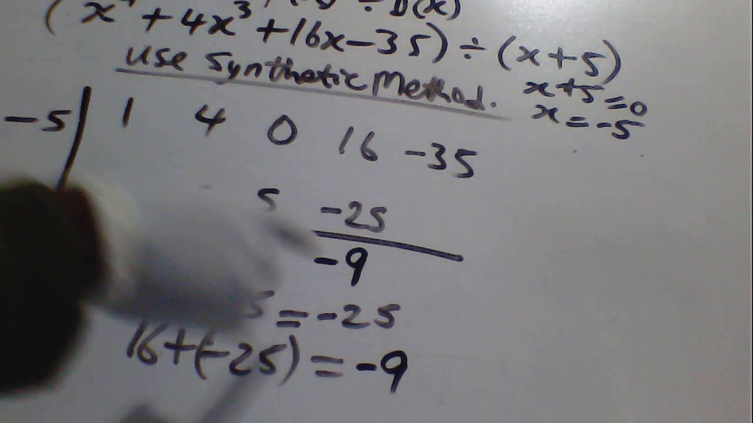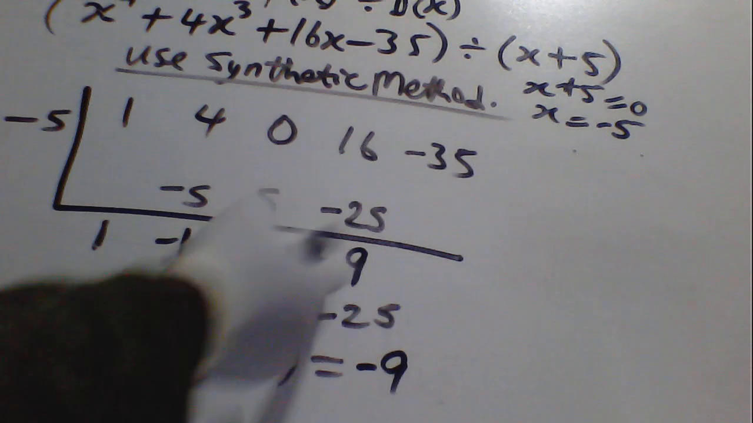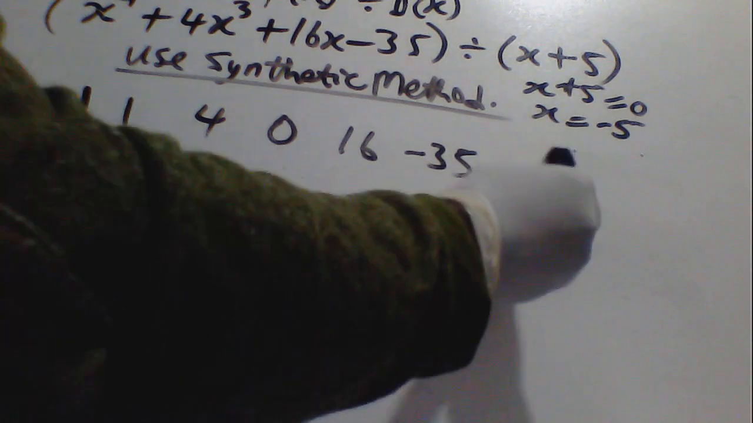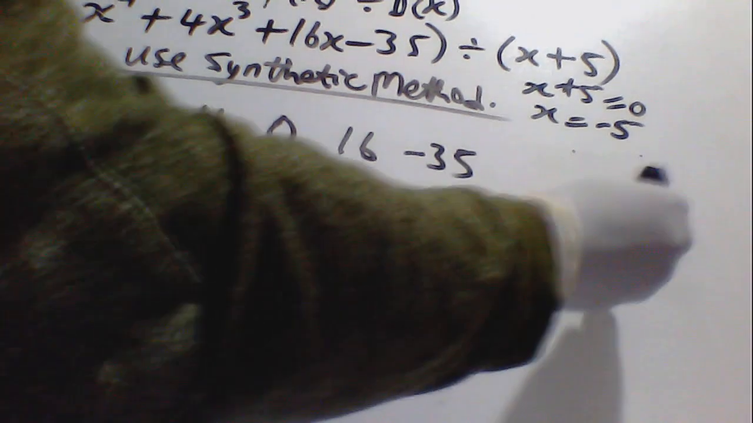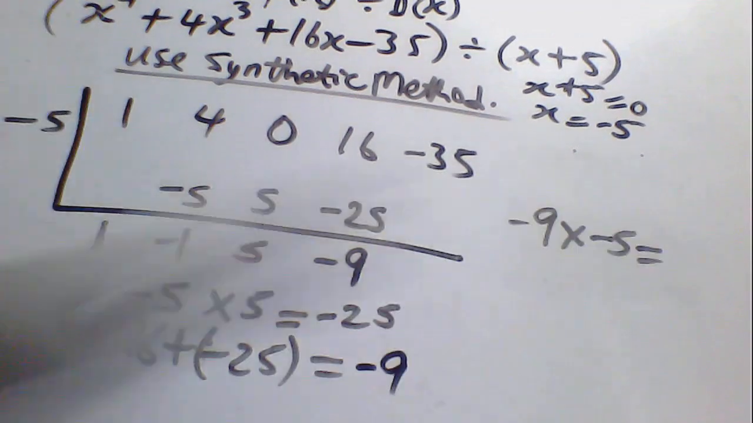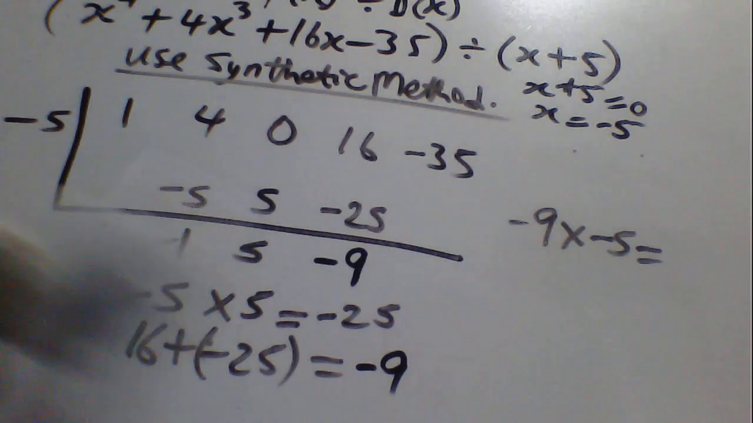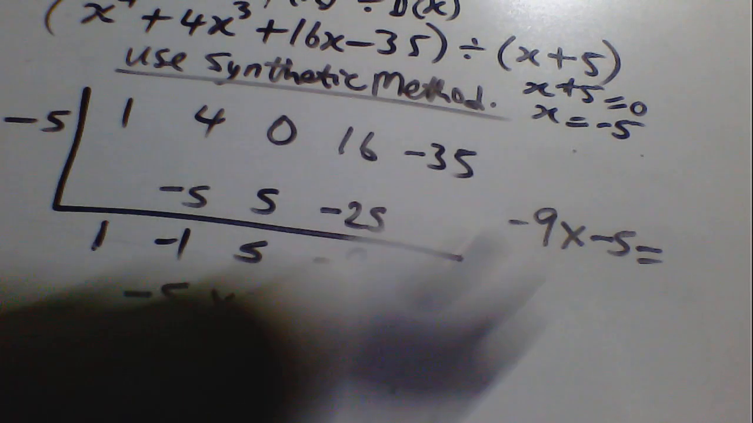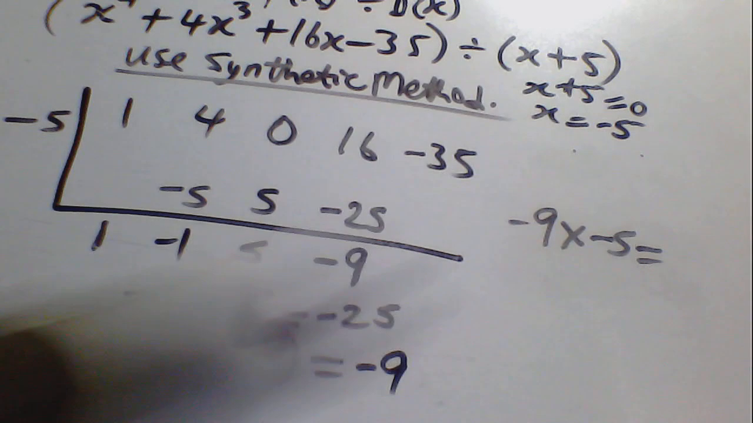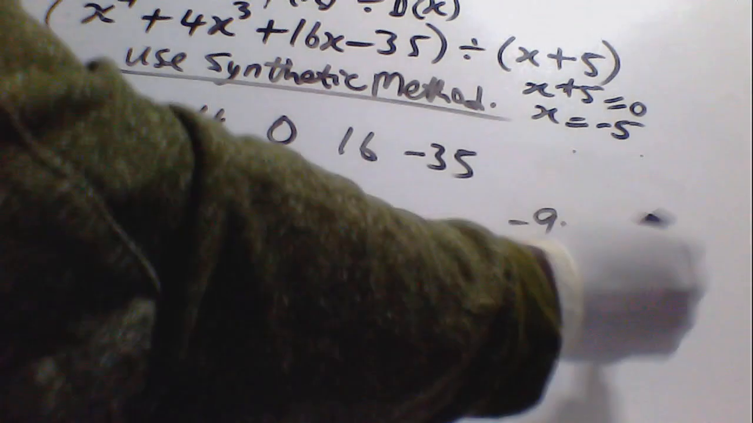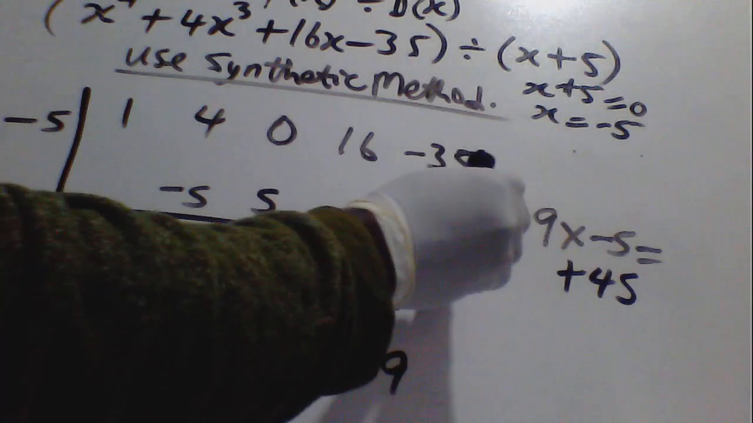So the next thing is, now you get minus 5 minus 9. So you have to do minus 9 times minus 5. Multiply whatever you get by the k value. Minus minus is plus, so 9 times 5 will give us plus 45. Then you write 45 here.